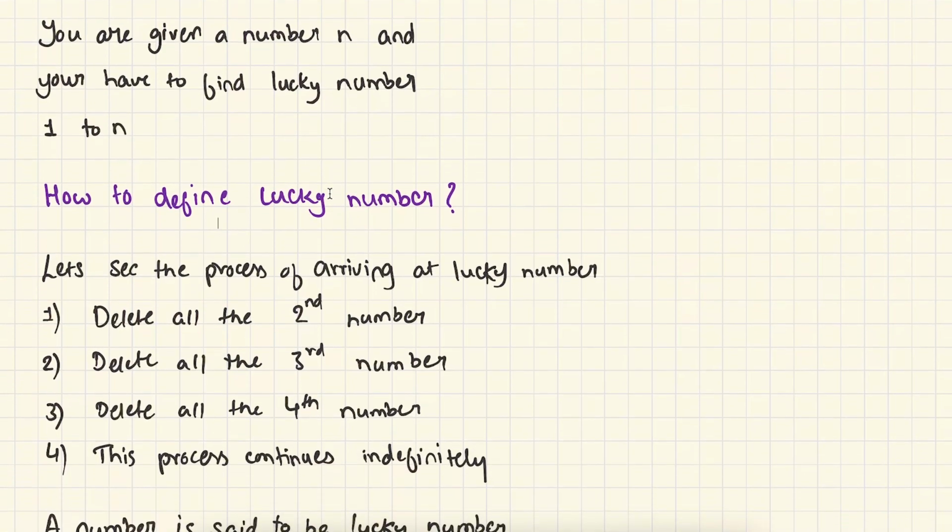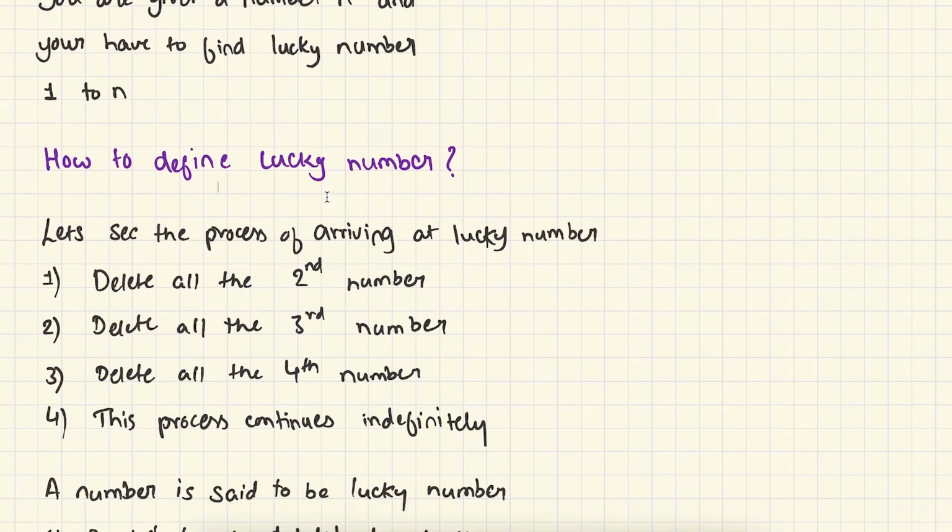To find the lucky number, we have to follow this process. And what is the process? Say we have a sequence of numbers from 1 to n. In the first step, we delete all the second numbers. After deleting, you are left with the remaining numbers, right? In the second step, your task is to delete all the third numbers. After that, you are left with some numbers, right? The third step is to delete all the fourth numbers, and after that you are left with the remaining numbers. And you have to continue this process indefinitely.